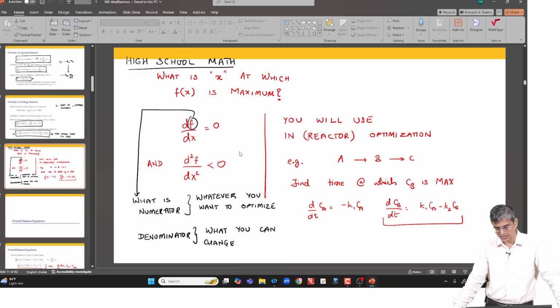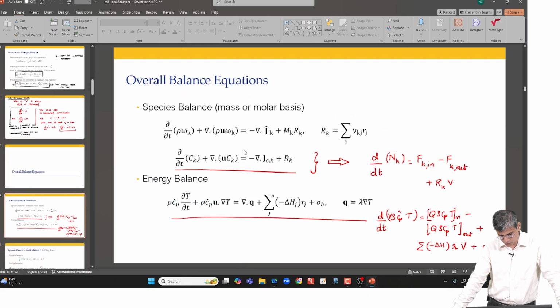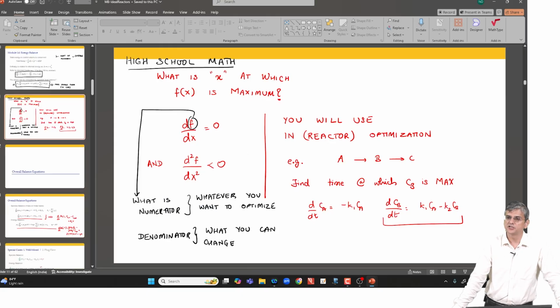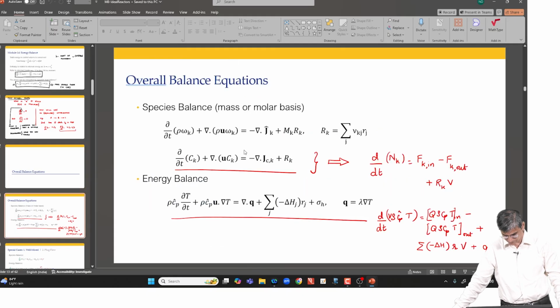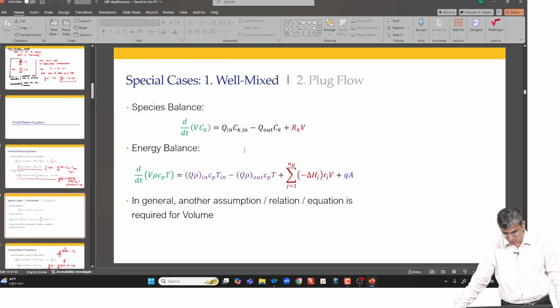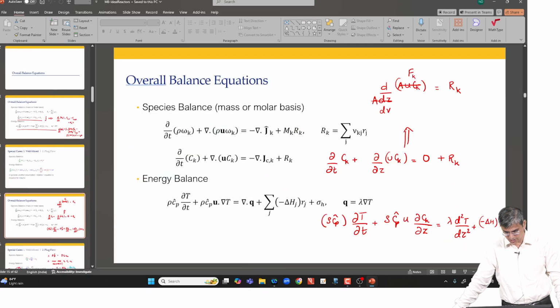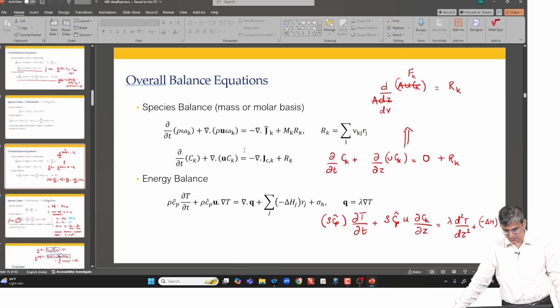Again, high school math was about how to get the minimum or maximum. So, find the temperature at which selectivity is maximum. S is in the numerator, T temperature is in the denominator. So, d of selectivity divided by d of temperature, that is what this is. Overall balance equations, look at these two slides.